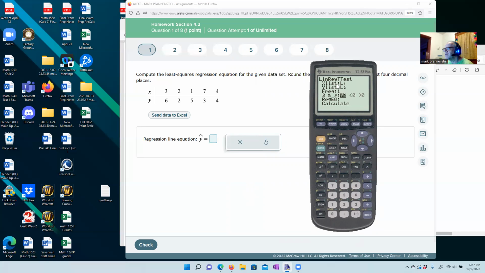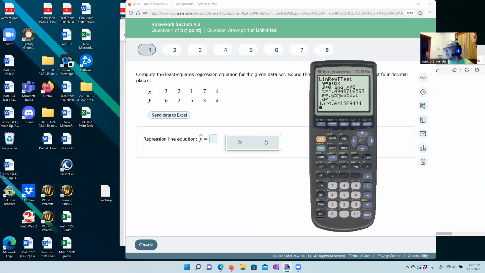And again, x, let that be list 1, y, let it be list 2. You can swap them, it's okay. We're not going to worry about what the test for rho, the correlation coefficient test, is going to be. We'll get to those. We're just going to calculate, and I just want the regression equation. So we're just going to go ahead and do that.